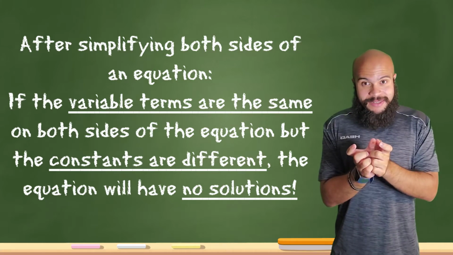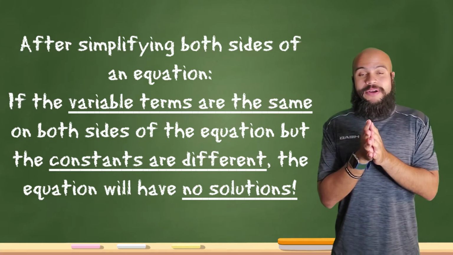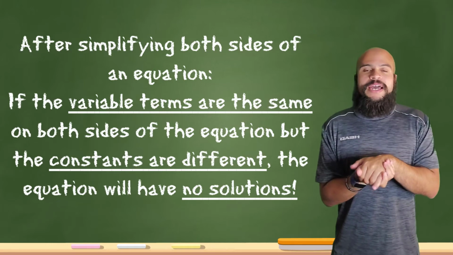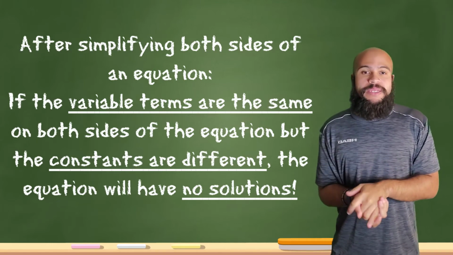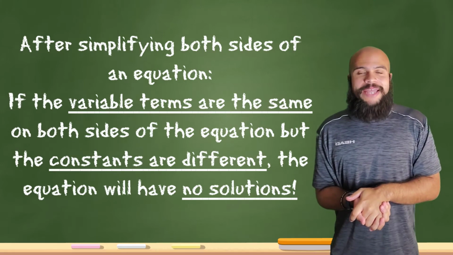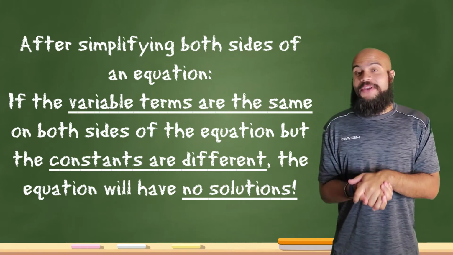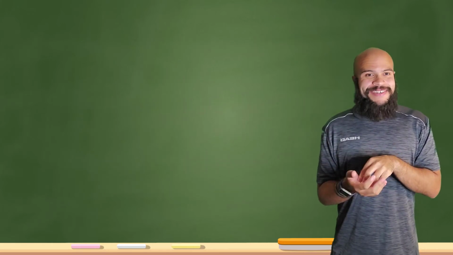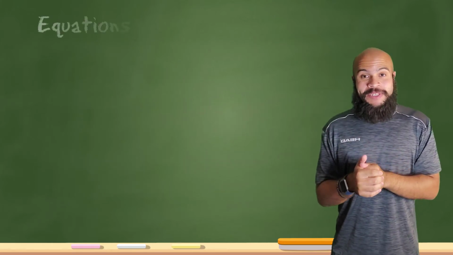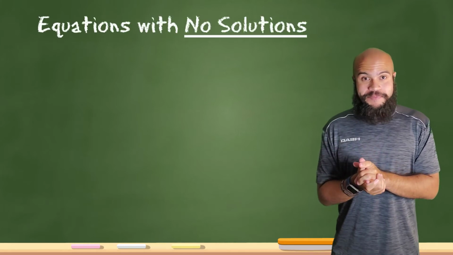but the constants, meaning the numbers without variables, are different, you're going to end up with an equation with no solutions. That is because your variable terms are basically going to cancel each other out, and you will be left with two constants that are never going to equal each other. Understanding that trick can save you quite a bit of time when solving certain equations with no solutions.